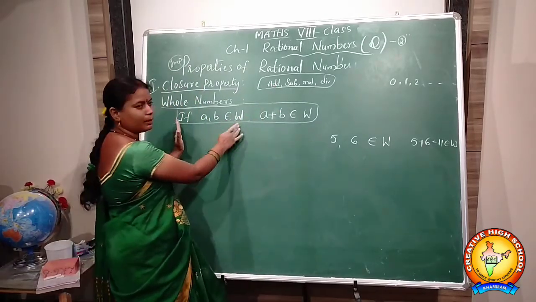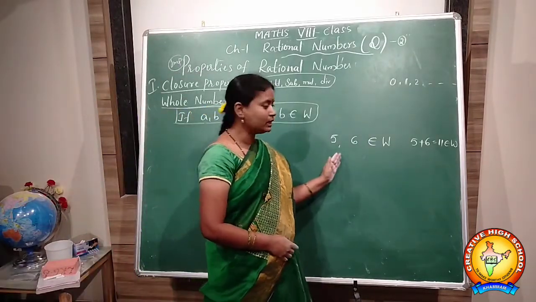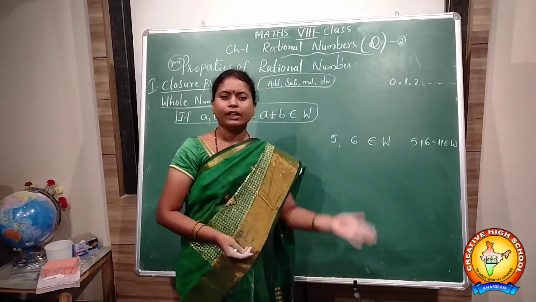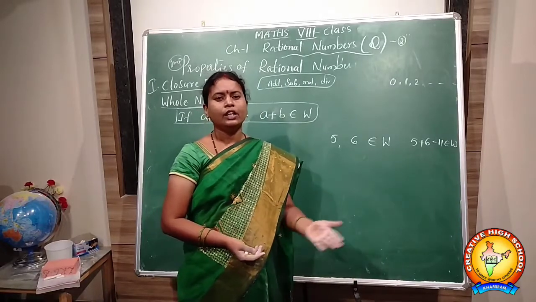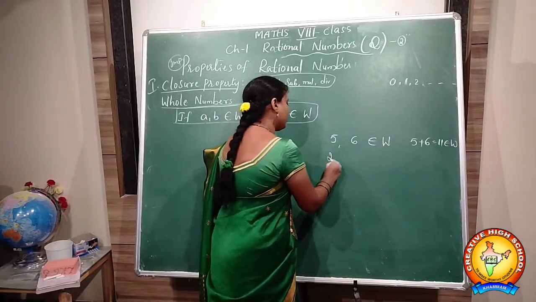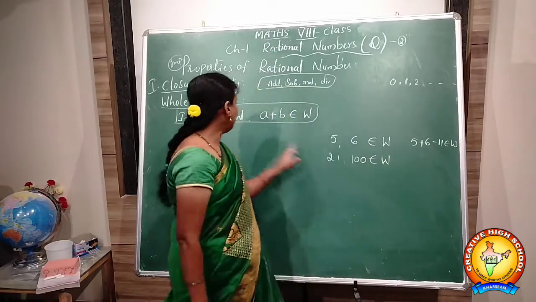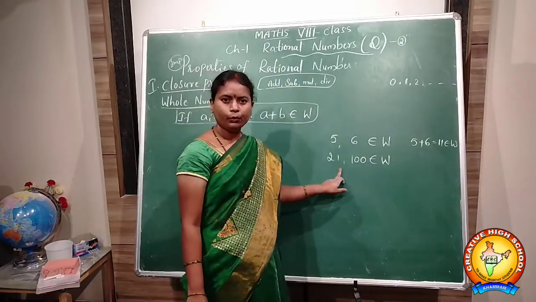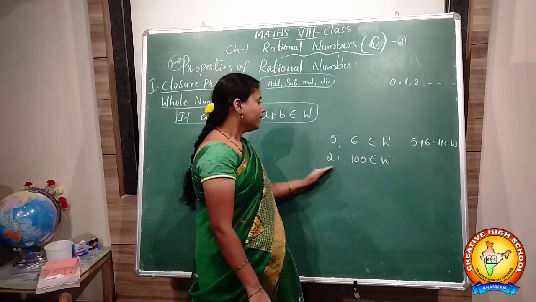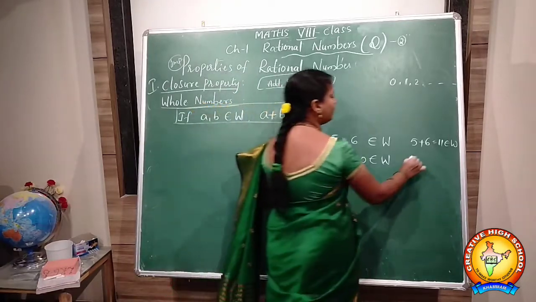If two numbers belong to whole numbers, here I am taking 5 and 6. You can take any example: 9 and 10, or 13, 17, 21, 100. Here, if 21 and 100 belong to whole numbers, in the place of A I am taking 21, and in the place of B I am taking 100. Then what will 21 plus 100 become?